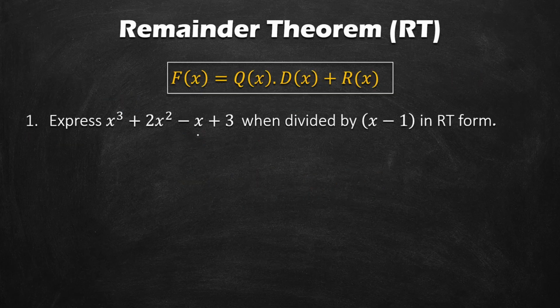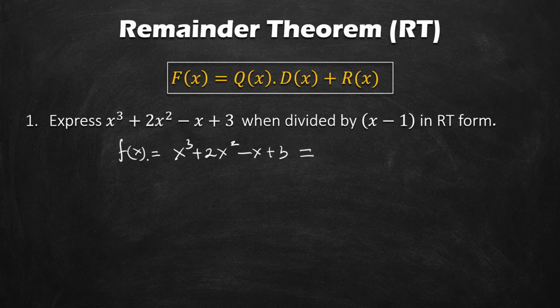So now the same example that we already solved in the beginning. Express x^3 + 2x^2 - x + 3 when divided by x - 1 in remainder theorem form. So here I will write it as f(x) equals to x^3 + 2x^2 - x + 3. Sorry, this one is plus.